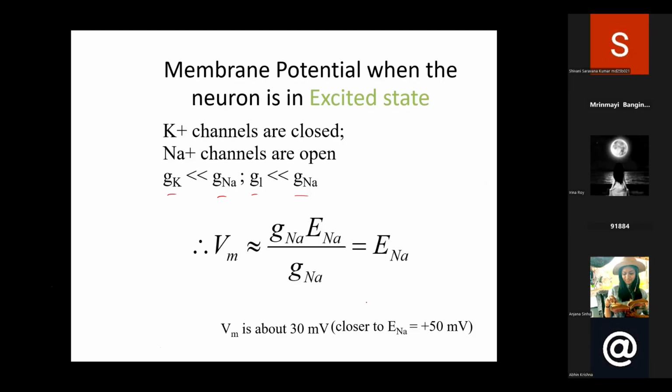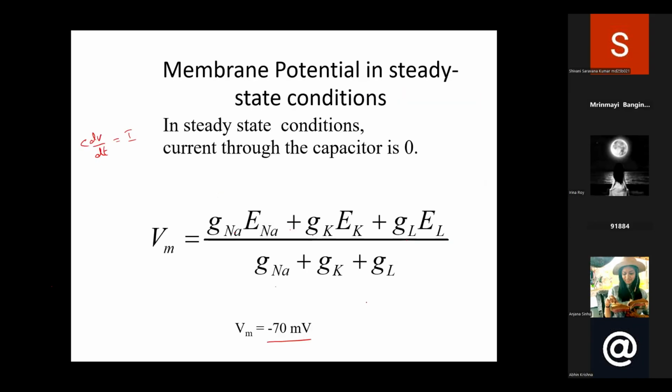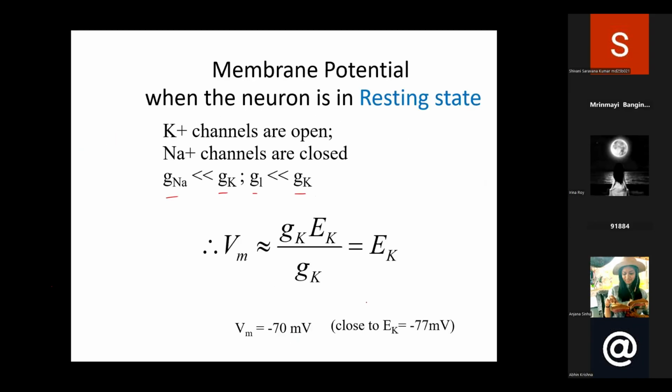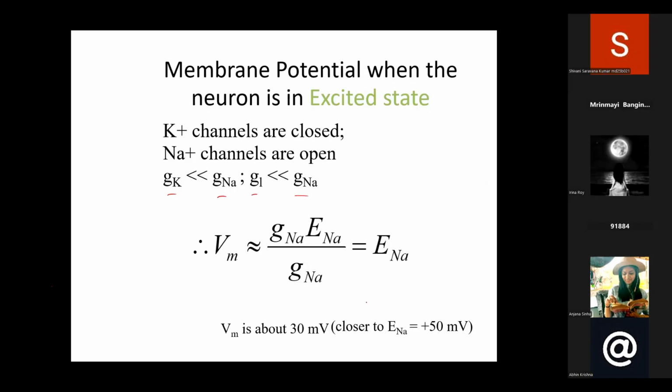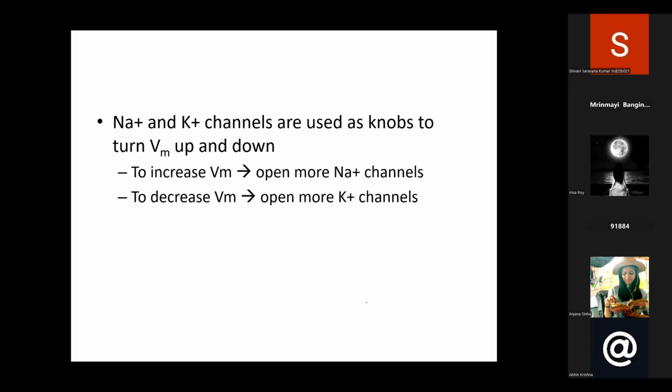So basically, even if we don't do a detailed analysis of the circuit, which is much more complicated, with just this quick back-of-the-envelope calculation we can see that if potassium channels are open, the voltage is negative and close to Ek. And if sodium channels are open and potassium channels are closed, then the voltage becomes positive and goes close to Ena. So if you want to take the membrane potential up and down, you basically play with sodium and potassium channels. If you open potassium, voltage goes down. If you open sodium, voltage goes up. These two are like two knobs to control the membrane voltage.